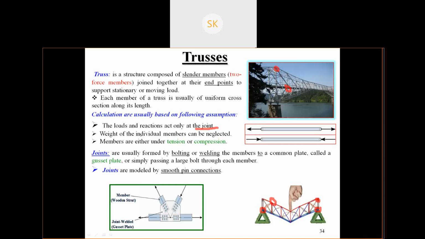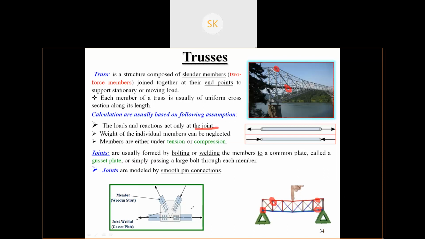What is the weight of this member? We generally neglect that part. And members are either under tension or compression. As I discussed, in truss, axial forces are maximum, so axial forces are either tension or compression. We have discussed, right? Tension and compression. And these joints are usually formed by bolting or welding the members.